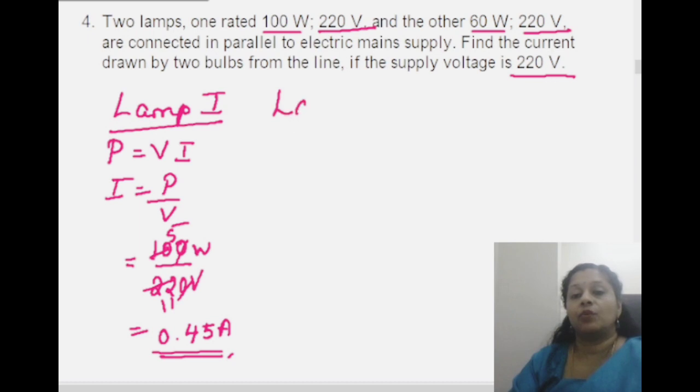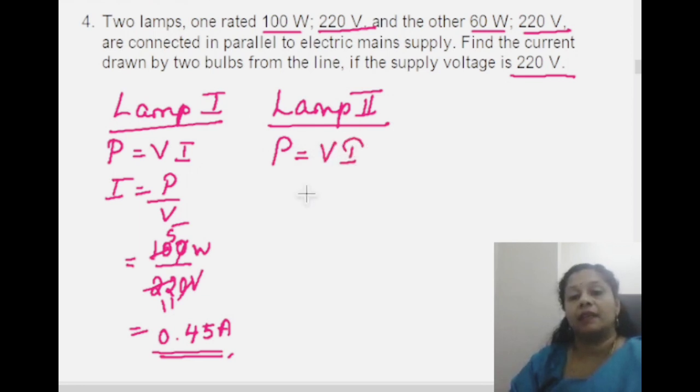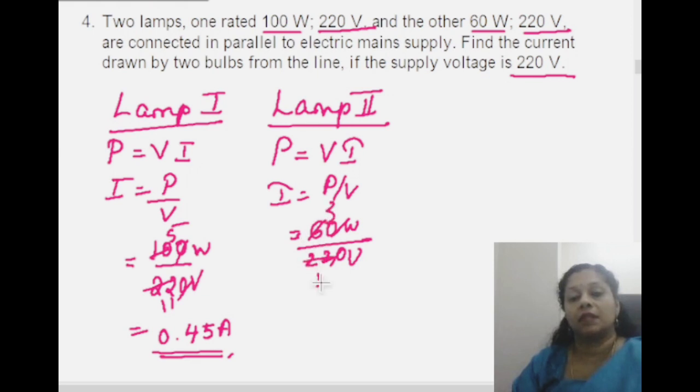For lamp 2, again P is equal to VI. Here I is equal to P by V. What is P? 60 watts by 220 volt. That is 3 by 11, which is 0.27.